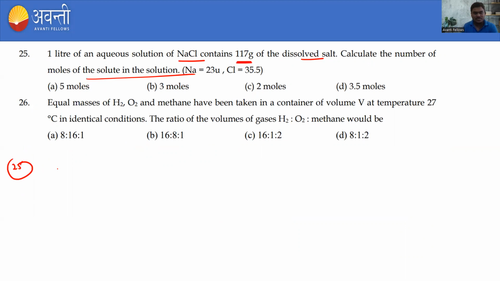Question number 25. So you have to calculate the number of moles. So what is number of moles? Mass, that is 117, divided by 58.5, that is molecular mass of NaCl. So this comes out to be 2 moles. So answer is 2 only. So this is very simple. Now, move to question number 26.